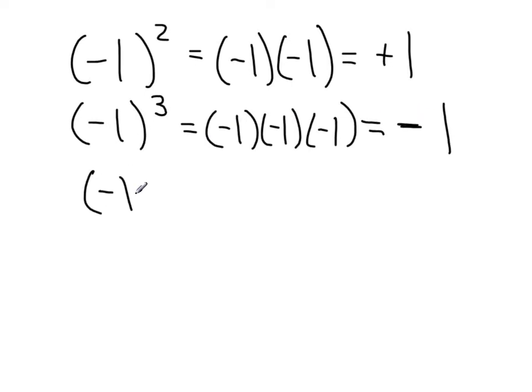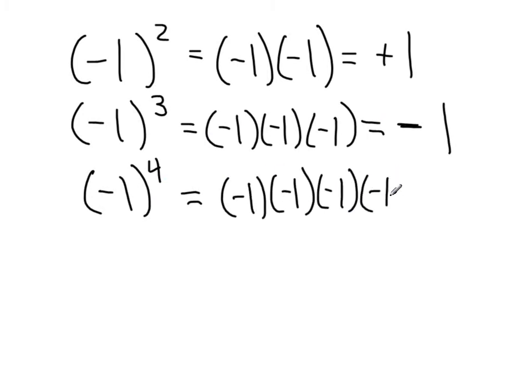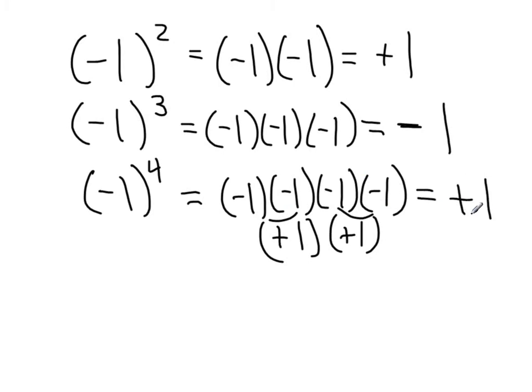So let's see. We have negative 1 raised to the 4th, and you can kind of already guess what this one's going to be. We have negative 1 times itself 4 times. There's an even number of negatives, right? 1, 2, 3, 4. Negative times a negative is a positive. Negative times a negative is a positive. And we're multiplying a positive times a positive, which gets us a positive.